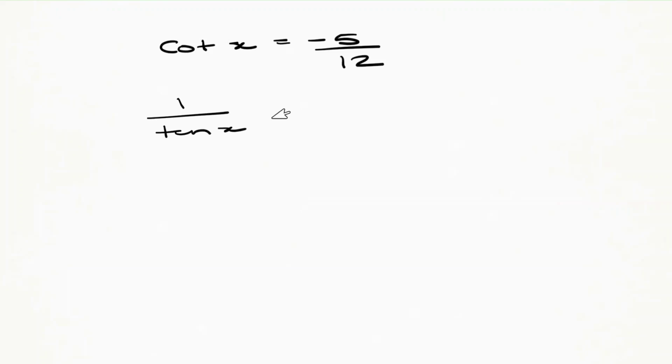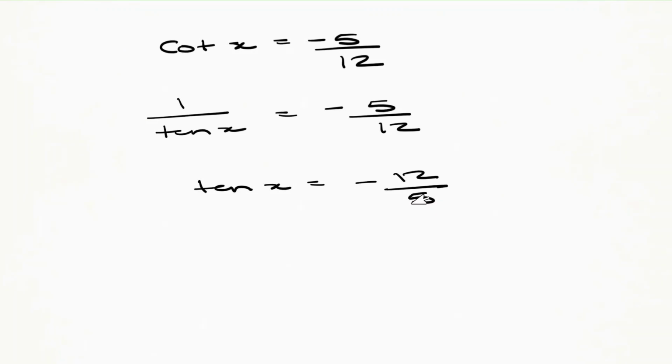Let's say we've got the cotangent of x as -5 on 12. So what will that be? Well, we know that cotangent is the inverse of tan. So 1 on tan x is -5 on 12. So tan x is -12 on 5. Right? Now, if we know that tan x is -12 on 5, we can also find out the secant.